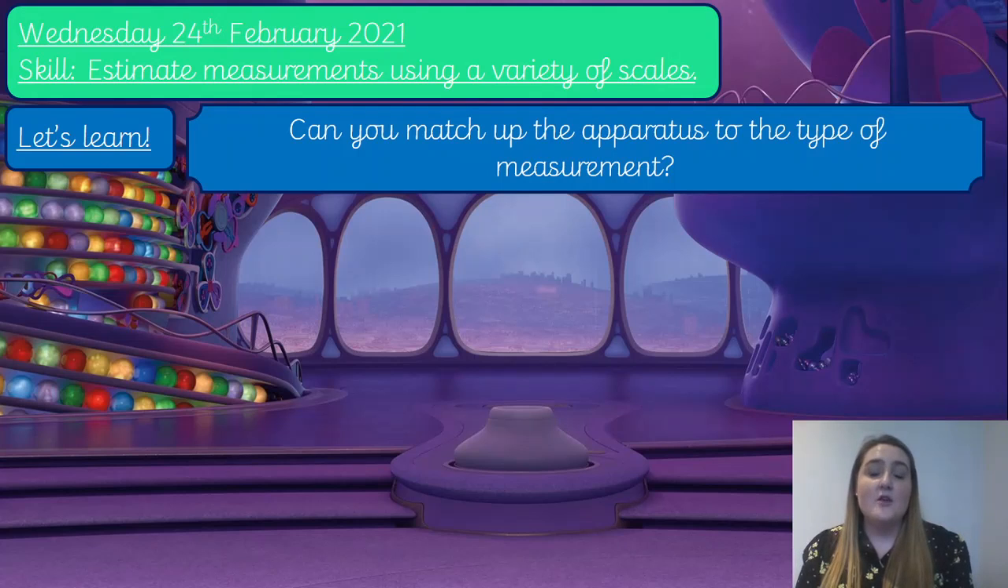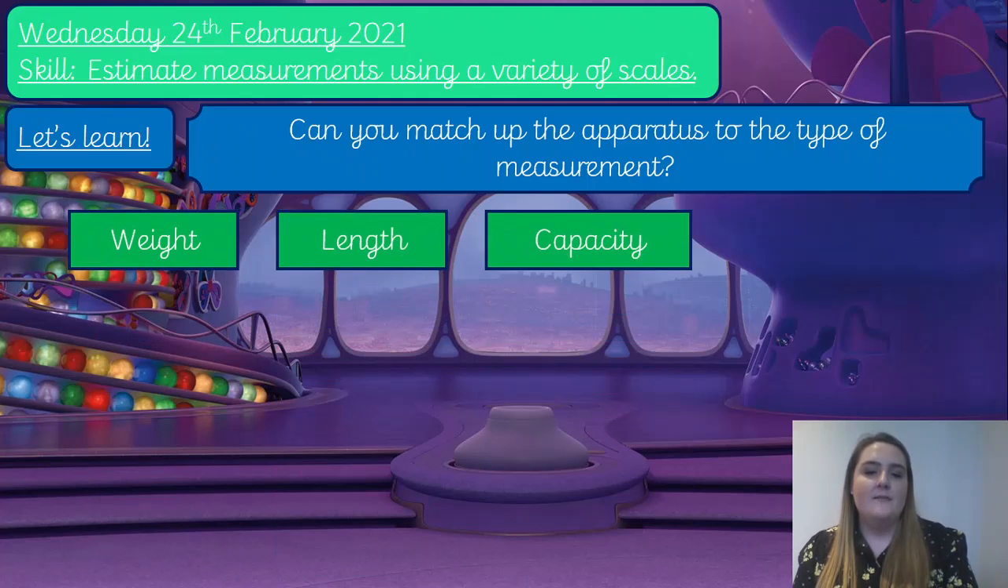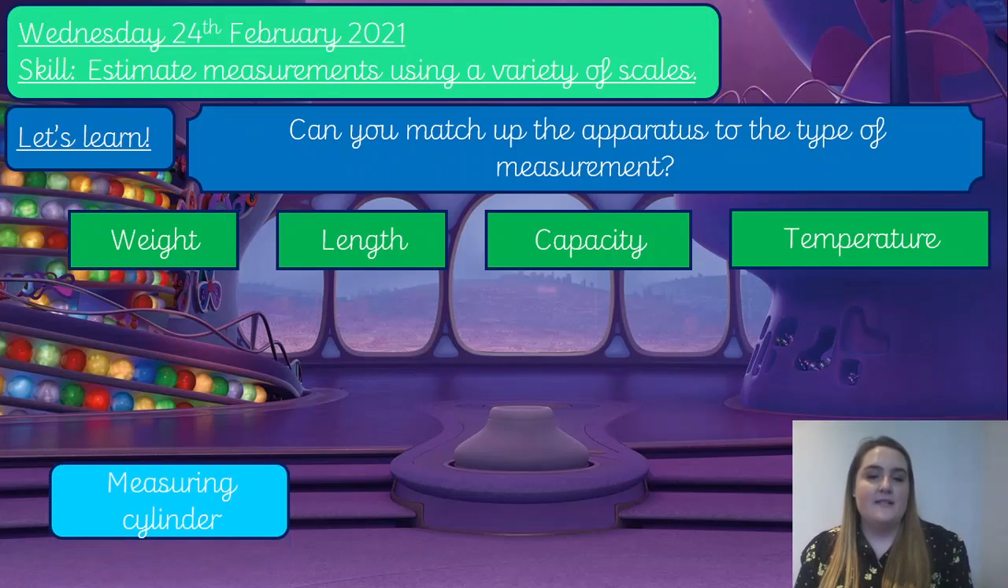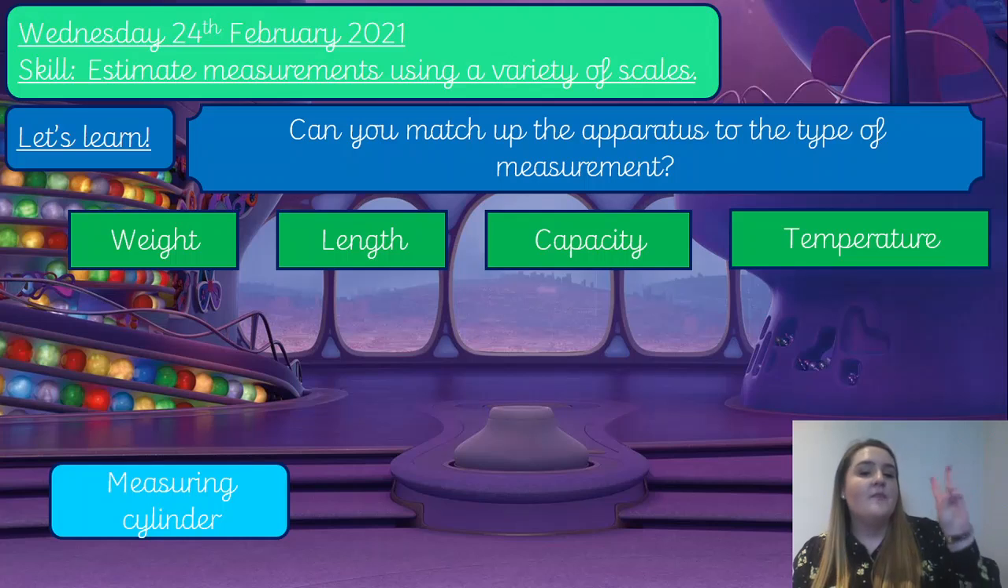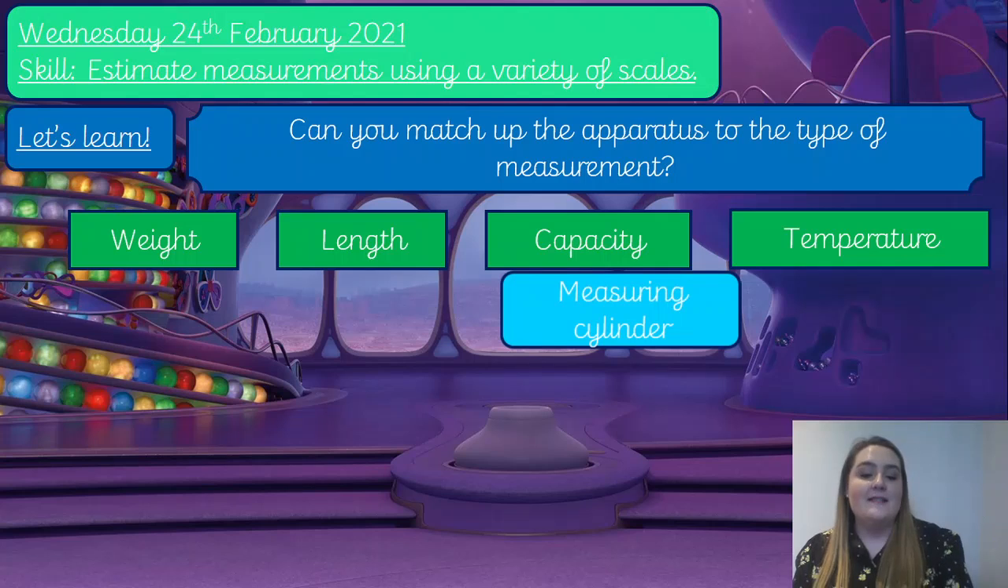Okay, so to discuss this, we're going to play a game. Can you match the equipment to the type of measurement? So we've got weight, length, capacity and temperature. So, measuring cylinder. Do we use a measuring cylinder to measure weight, length, capacity or temperature? What do you think? So you could even hold up your fingers. So we could have weight, number 1, length is 2, capacity is 3 and temperature is 4. What do we think? A measuring cylinder. Well done, we use a measuring cylinder to measure capacity.